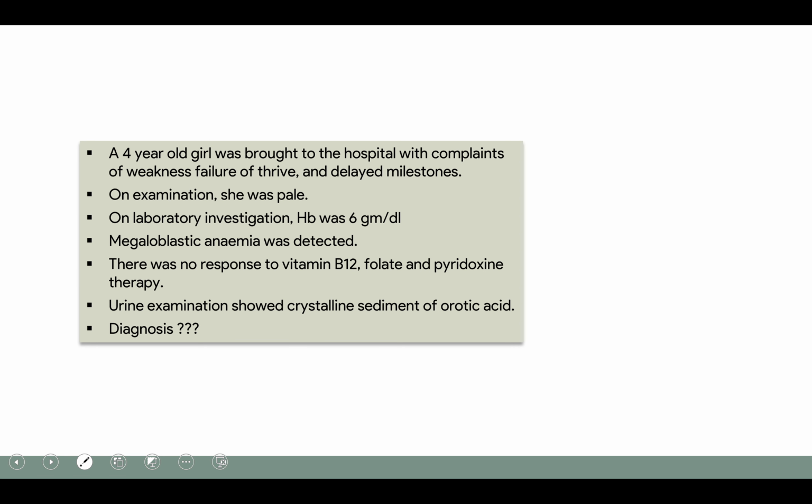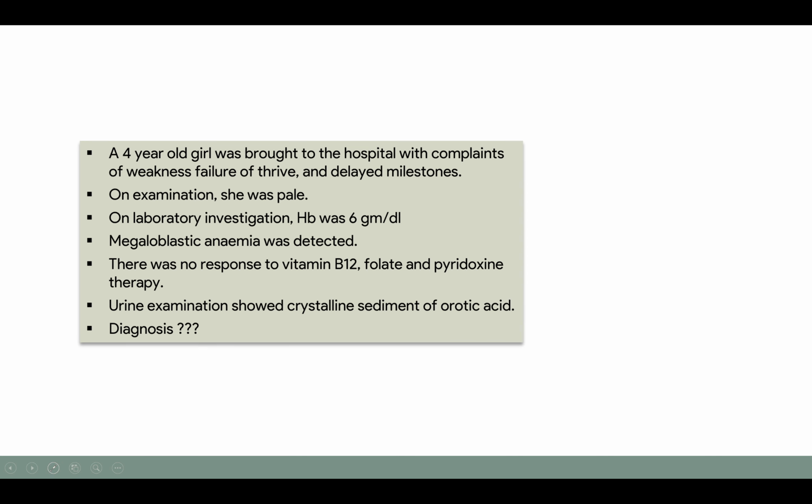Now we'll look at the clinical case. A 4-year-old girl was brought to the hospital with complaint of weakness, failure to thrive, and delayed milestones. On examination, she was pale. On laboratory investigation, hemoglobin was 6, which is less than normal, and megaloblastic anemia was detected. The other causes of megaloblastic anemia are vitamin B12 and folate deficiency, which were normal, and pyridoxine. As there was no response to the same, urine examination showed crystalline sediment of orotic acid.